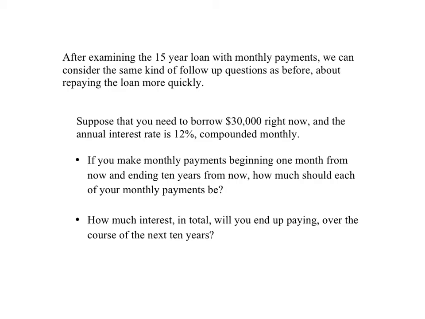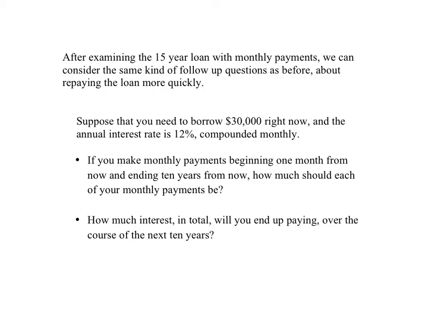After examining the 15-year loan with monthly payments, we can consider the same kind of follow-up questions as before about repaying the loan more quickly, but still with monthly payments. So suppose that you need to borrow $30,000 right now, and the annual interest rate is 12% compounded monthly. So same story as the previous example. If you make monthly payments beginning 1 month from now and ending 10 years from now, how much should each of your monthly payments be? And how much interest in total will you end up paying over the course of the next 10 years?